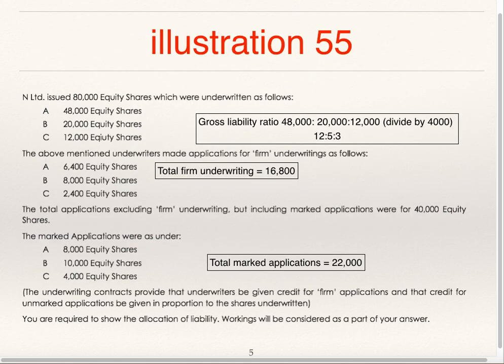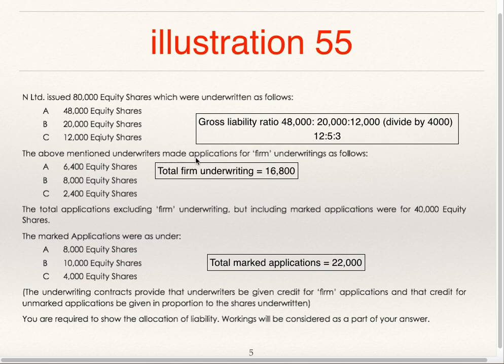Now we'll go to illustration 55. N Limited issued 80,000 equity shares which were underwritten as follows. 80,000 is issued capital. A 48,000, B 20,000, C 12,000. Gross liability ratio is 48,000 is to 20,000 is to 12,000, divided by 4,000. Gross liability ratio is 12:5:3.